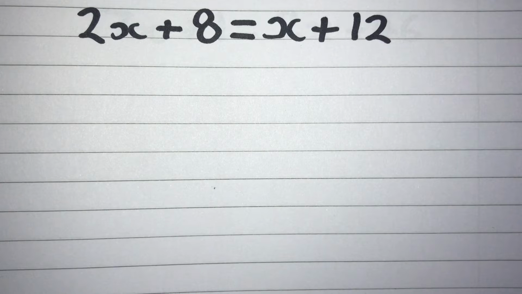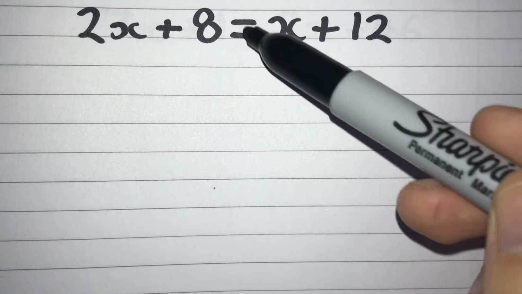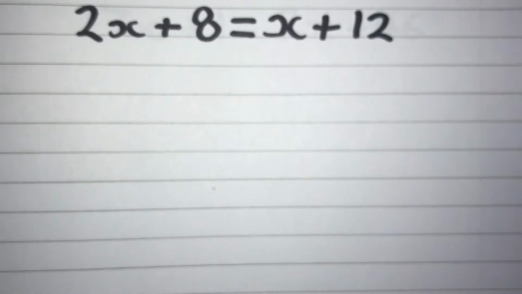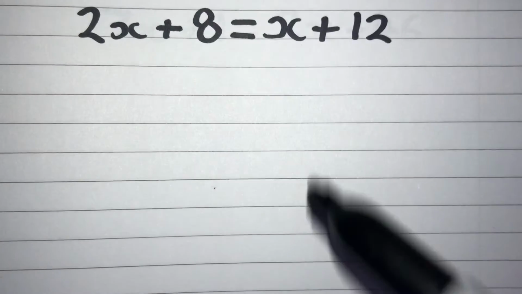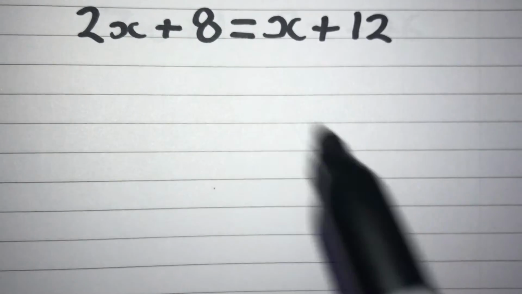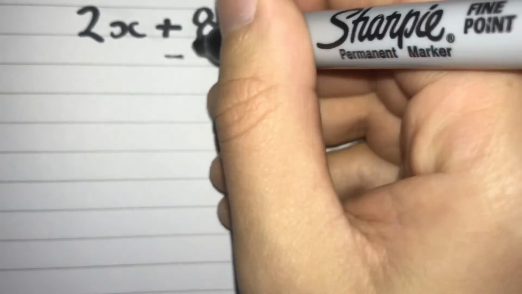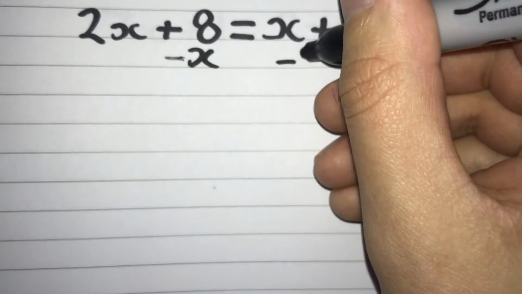And to do that, we can get rid of our smaller amount of x. Now, to get rid of our smaller amount of x, which in this case is just going to be this x on its own, because it's smaller than our 2x, we take it away. And we take it away from both sides, because we've got to do the same on both sides of our equals. So we subtract x from both sides.